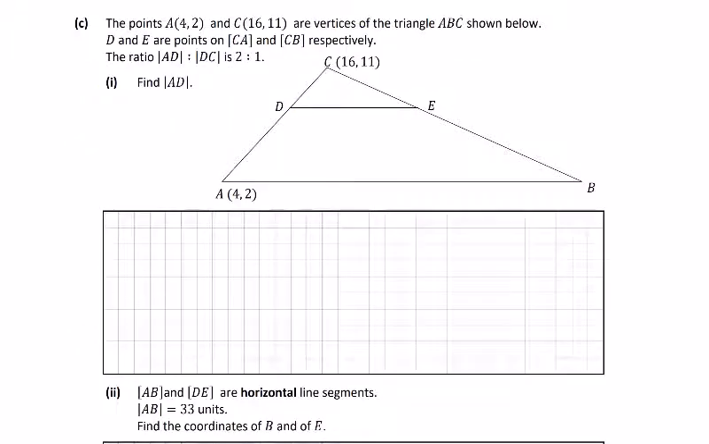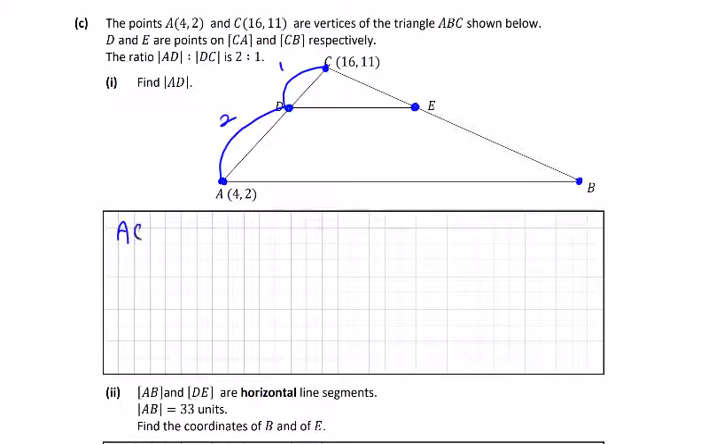In part C, we're given the points here, A, C, and the vertices of the triangle ABC. So here's B, here's D, and here's E. We're also told that the ratio AD to DC is 2 to 1. AD to DC, 2 to 1, and we have the points A, C, so we can get the full length of that, which will enable us to get the two individual lengths.